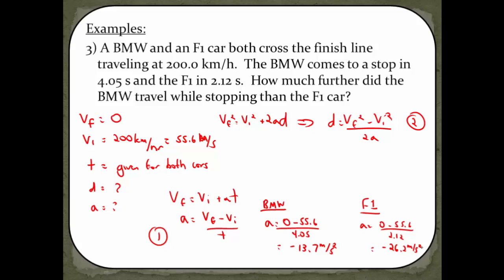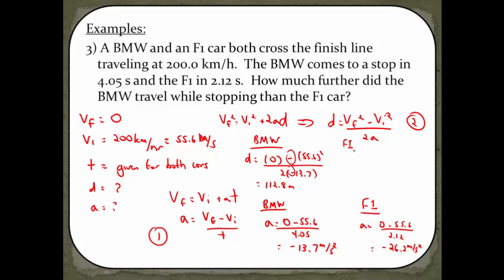Now we need to find how long it took them to stop. Or not how long, but how far they stopped in. So we go back to BMW. Now we're in phase 2. Distance equals VF squared, which is 0, subtract VI squared, which is 55.6 squared, and we're going to divide that by 2 times negative 13.7. Uh-oh, are we going to end up with the distance being negative? No, because we have a negative there, we have a negative there. They're going to cancel to give us a total distance of 112.8 meters.